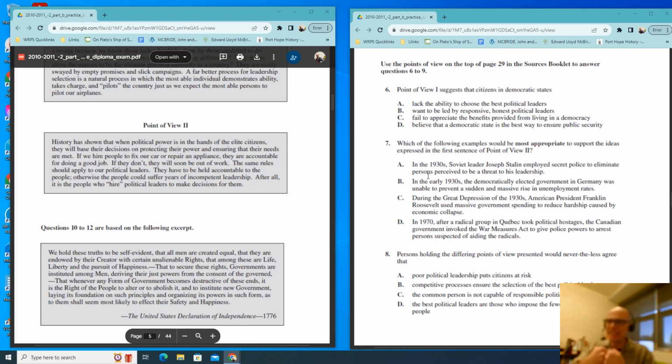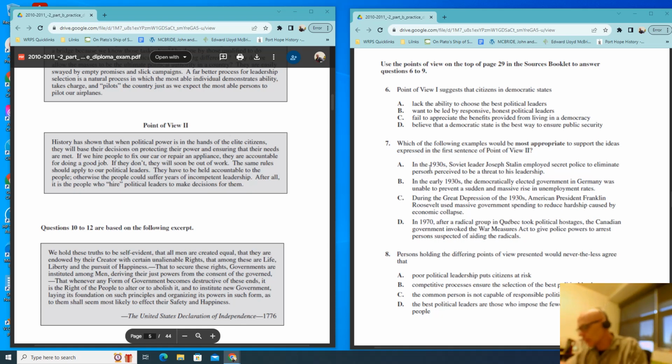Pretty key connection. If we hire people to fix our car or repair our appliance, they are accountable for doing a good job. If they don't, they will soon be out of work. The same rules should apply to our political leaders. They have to be held accountable to the people. Otherwise, the people could suffer from incompetent leadership. After all, if the people who hire political leaders to make decisions for them.